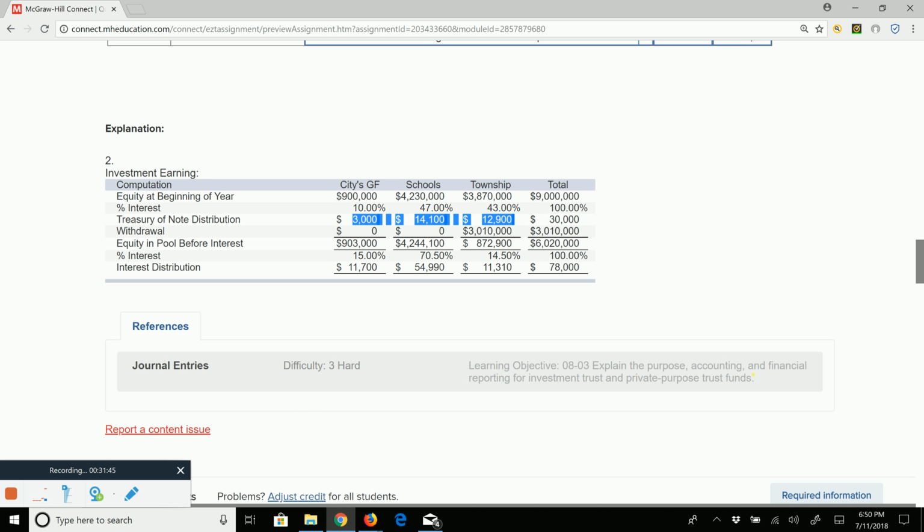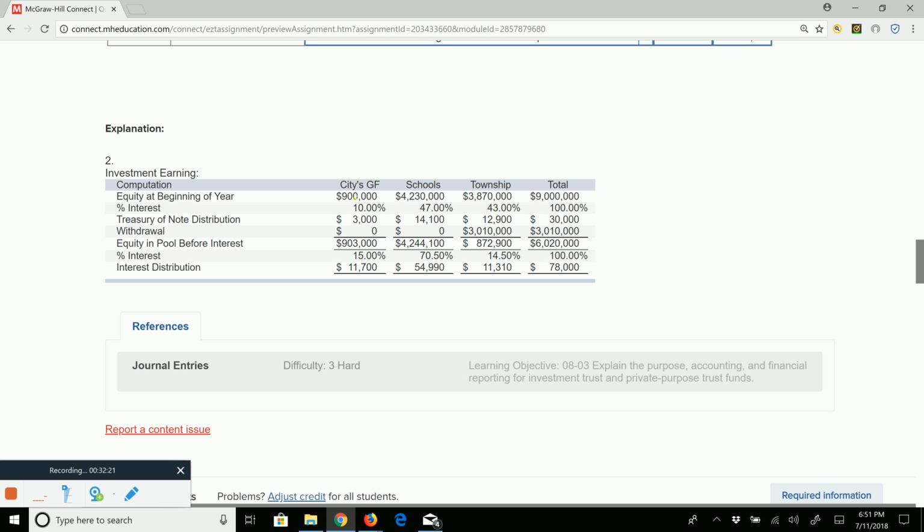But I want to show you one more thing. Because the Richwood Township took a withdrawal of $3,010,000, now what's going on in the portfolio? Basically, every time there is a new contribution coming into the pool or a distribution coming out of the pool, we need to stop and reallocate, or recalculate, that's a better word, the ownership percentages at this particular moment in time.